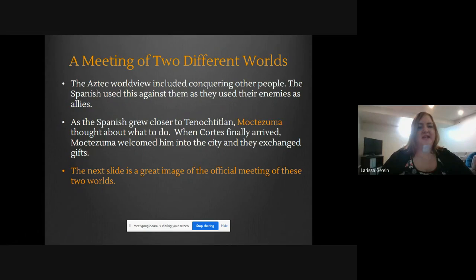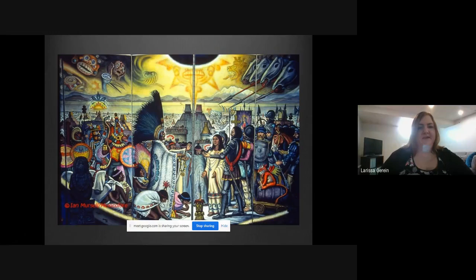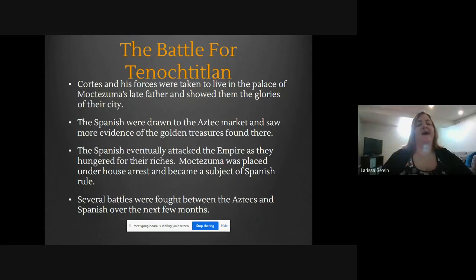So the next slide is a picture of what happens when they meet. Okay, and so, everyone, the battle starts. Cortez and his forces were taken to live in the palace of Moctezuma's late father and shown the glories of their city. They got to see all of the gold and valuable goods that the Aztecs had in the markets, and they were drawn to these golden treasures.